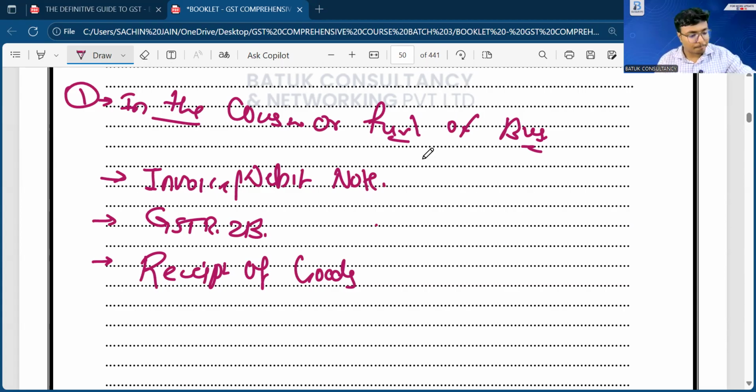Sir, time of supply is relevant from the perspective of outward supply. Okay, so first condition, in the course or furtherance of business. Second condition, there is requirement of invoice or debit note. The same should be reflected in GSTR 2B, and receipt of goods.